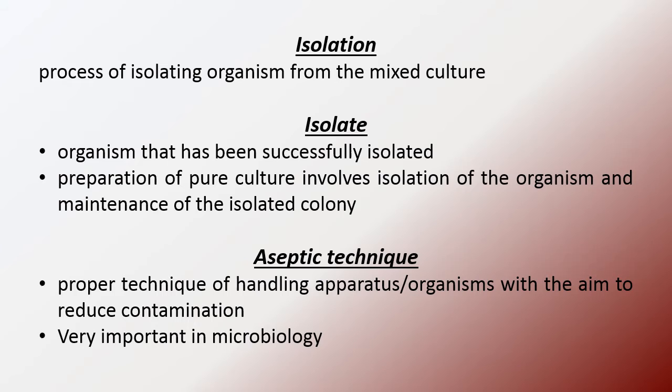The following term is isolation. Isolation is the process of isolating an organism from a mixed culture, which means you try to get a pure culture from a mixed culture. The second term is isolate. An isolate is an organism that has been successfully isolated. The preparation of pure culture involves isolation of organisms and maintenance of the isolated colony. Whichever colony has been isolated from a mixed colony, we call an isolate.